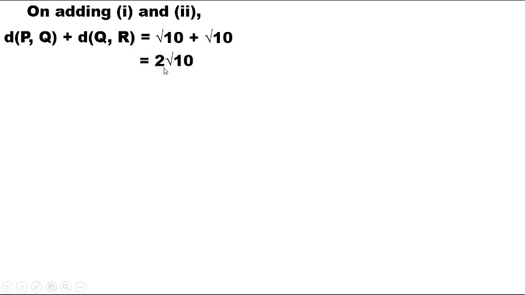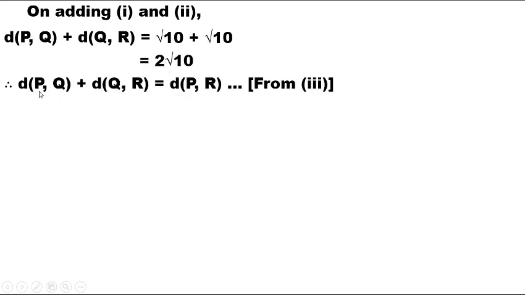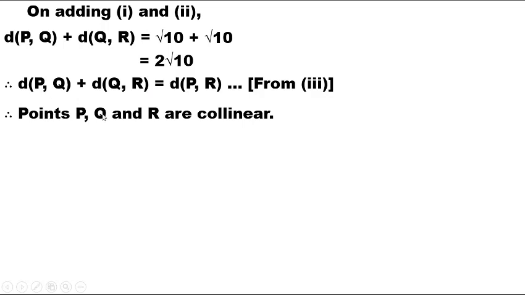On adding 1 and 2, we got distance between PQ and distance between QR is equal to under root of 10 plus under root of 10, which is equal to twice of under root of 10. Distance between PQ plus distance between QR is equal to distance between PR. So the points P, Q and R are collinear.